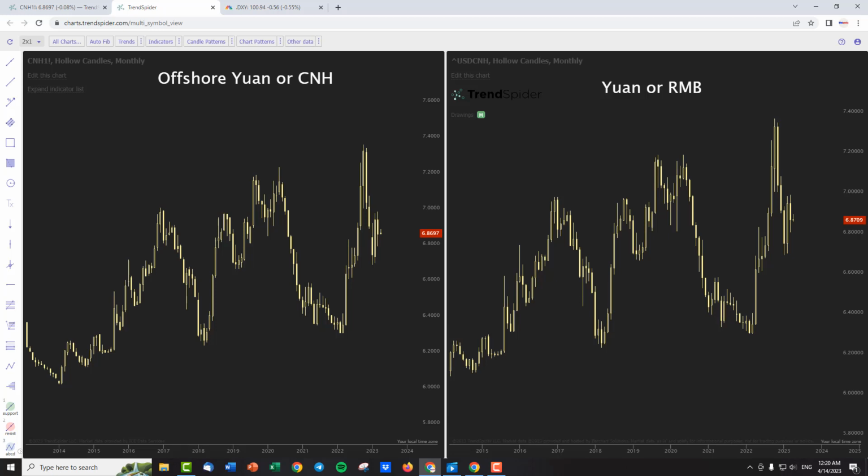Today we'll study the difference between the yuan and the offshore yuan. What are their differences, and where is the mid and long-term direction heading for the China yuan?